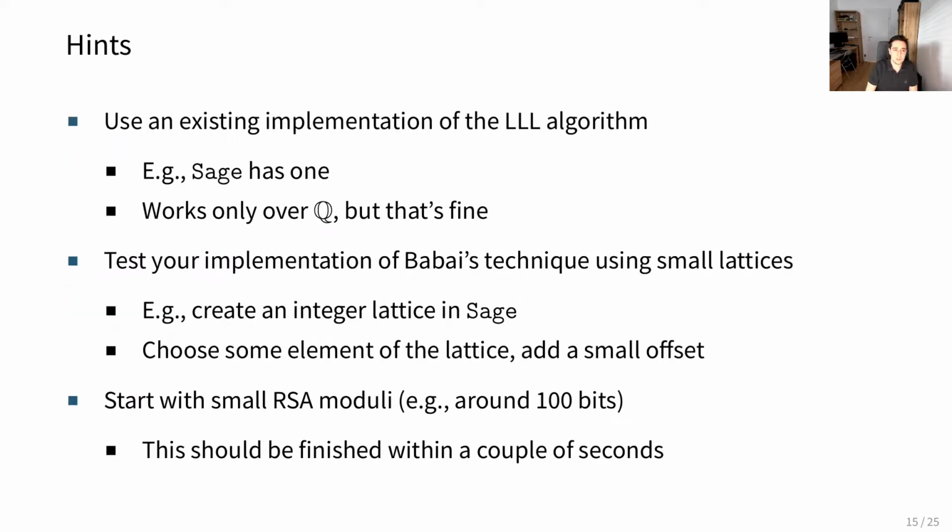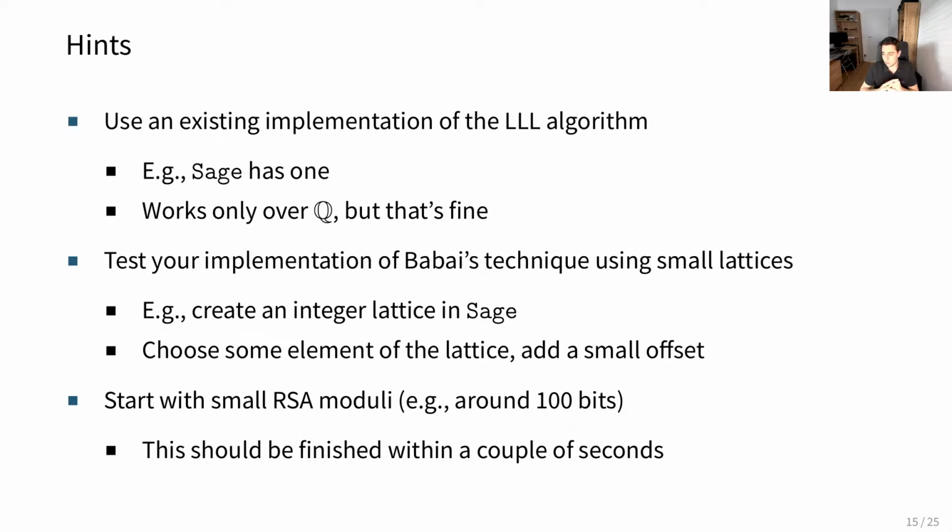Okay, so some hints at the end. As already said, you can use an existing implementation of the LLL algorithm. For example, Sage has one. I think, though I'm not so sure because at least I didn't find it, that this works only over integers or over Q. But that's fine, so it should still work.